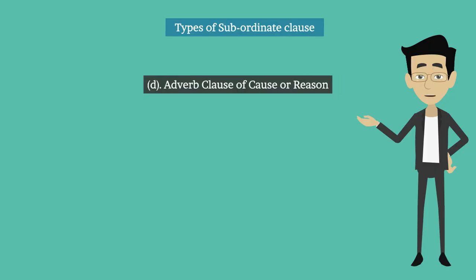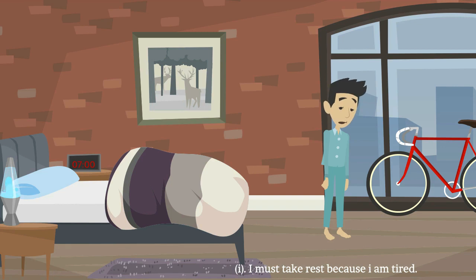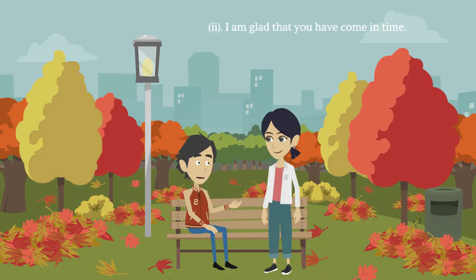D. Adverb clause of cause or reason. It points to cause or reason and begins with because, since, as, for, that, etc. For example, I must take rest because I am tired. Because I am tired is an adverb clause because it shows reason. I am glad that you have come in time. That you have come in time is an adverb clause because it shows reason.